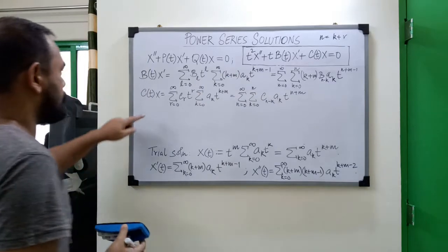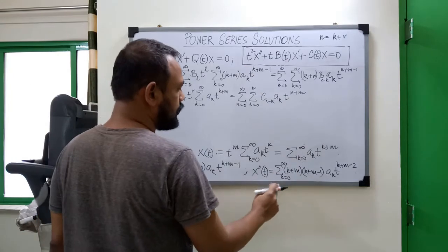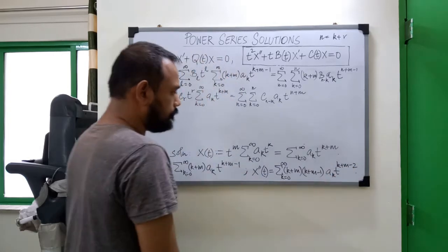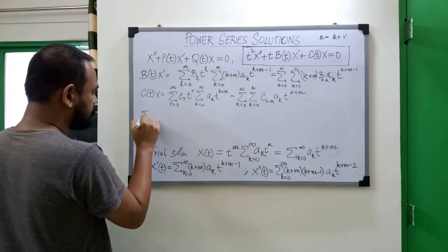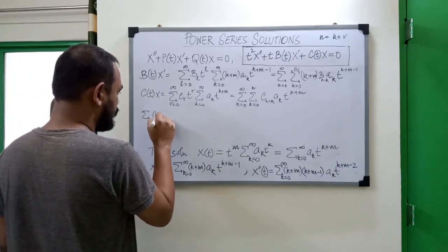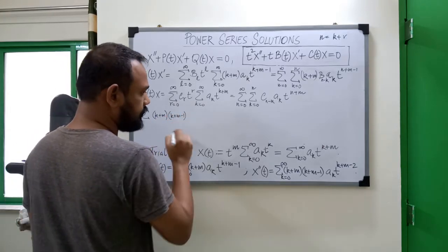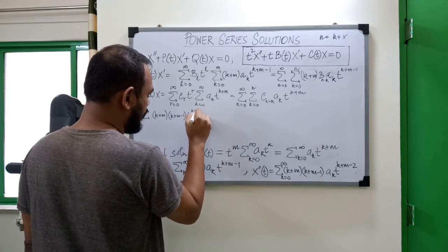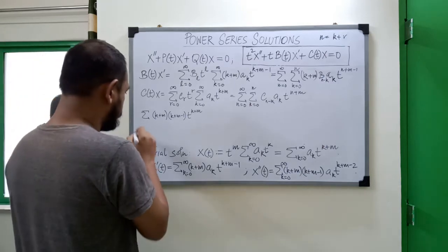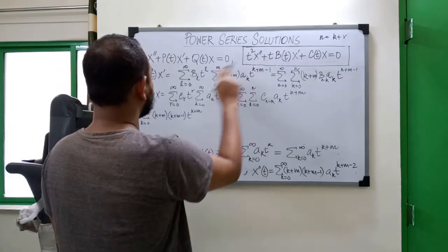So if you put all of these back into this differential equation, let's see what we get. t square with this x double prime, you just bring the t square in and you eliminate the minus 2. So what you get is summation k plus m minus 1 t to the k plus m, with k running from 0 to infinity. That's the first term. This is the second term.